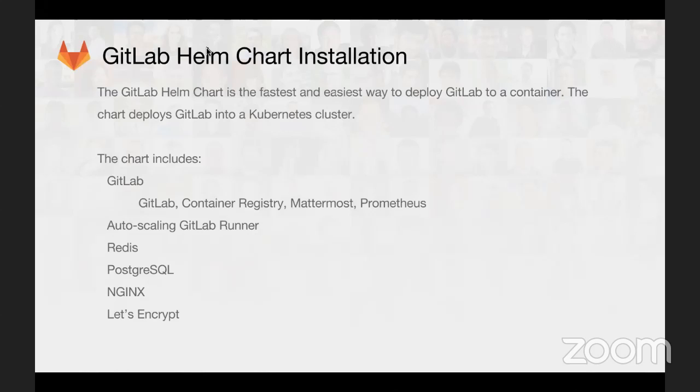And inside of that, of course, are our GitLab services, but also our container registry, Mattermost, an open source Slack alternative, and Prometheus, an open source monitoring solution. We'll also deploy the GitLab runner, which is also part of our chart, and then some dependencies that are required to run, things like Redis, Postgres, Nginx, and Let's Encrypt for instant SSL.